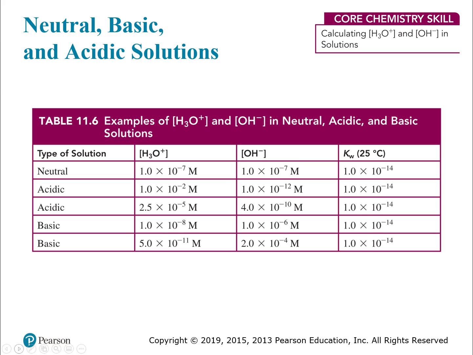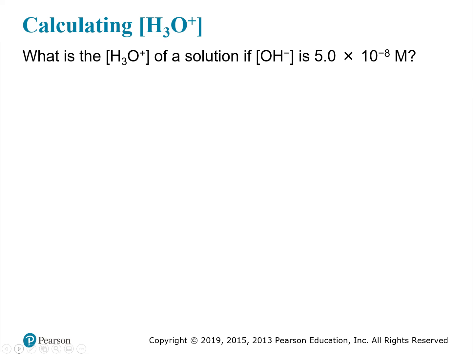This table has some examples of concentrations of hydronium and hydroxide in neutral, acidic, and basic solutions. So you should be able to look at the concentrations and know whether or not something is acidic or basic. Now let's do some math. Let's say that you have a solution and you know the hydroxide concentration. What is the hydronium concentration?